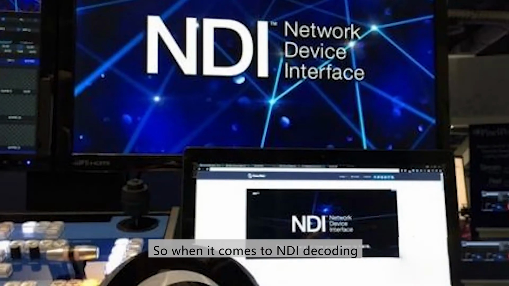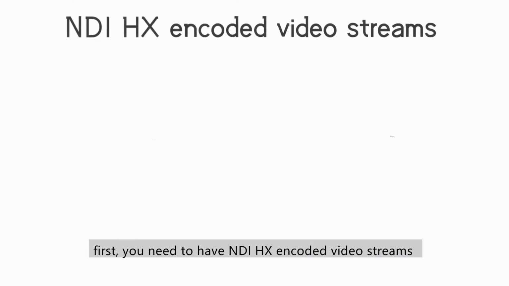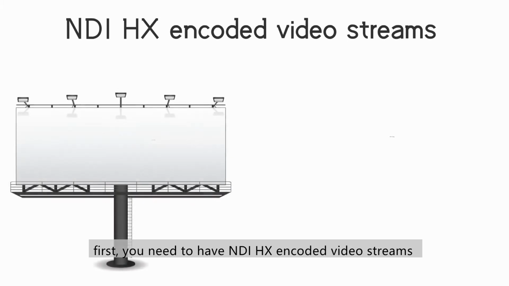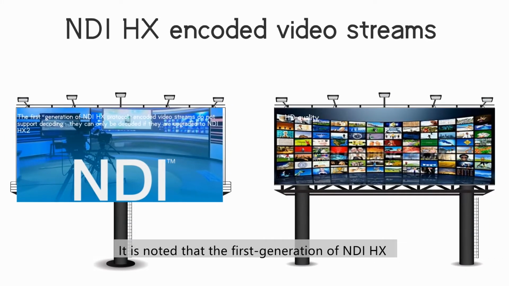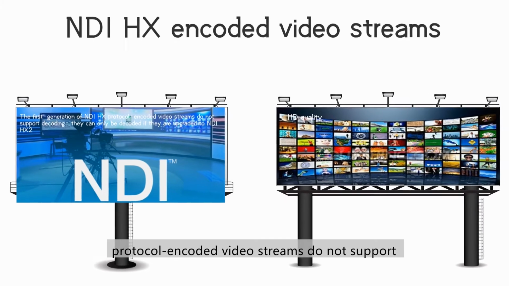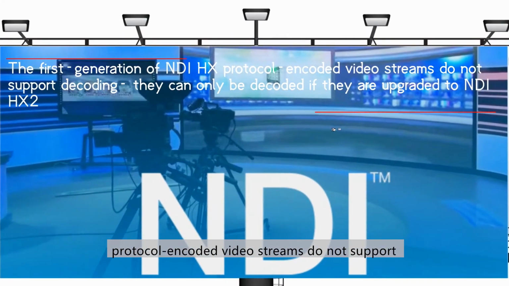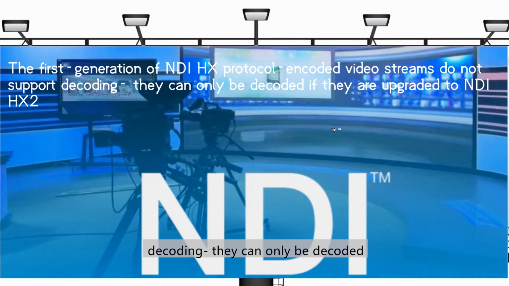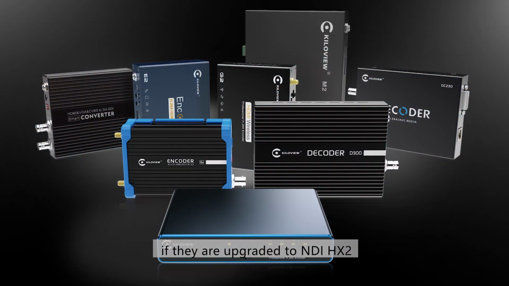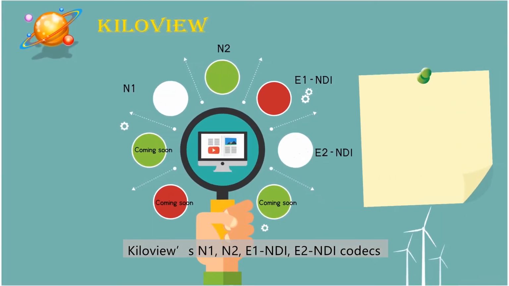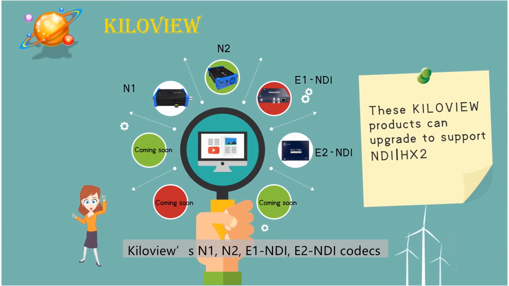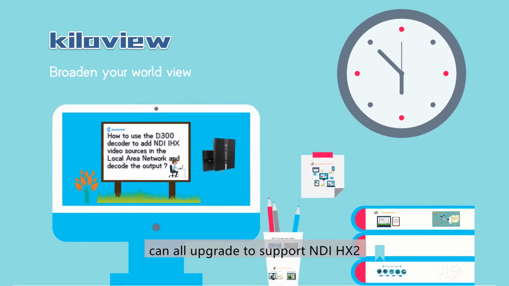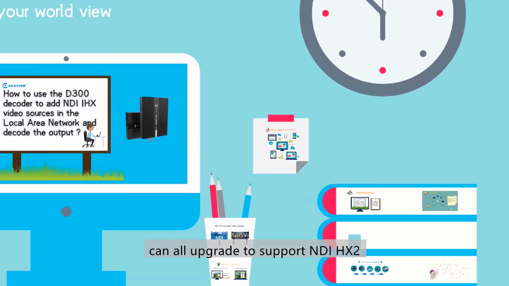So when it comes to NDI decoding, first you need to have NDI HX encoded video streams. It is noted that the first generation of NDI HX protocol encoded video streams do not support decoding. They can only be decoded if they are upgraded to NDI HX2. Kiloview's N1, N2, E1 NDI, E2 NDI codecs can all be upgraded to support NDI HX2.